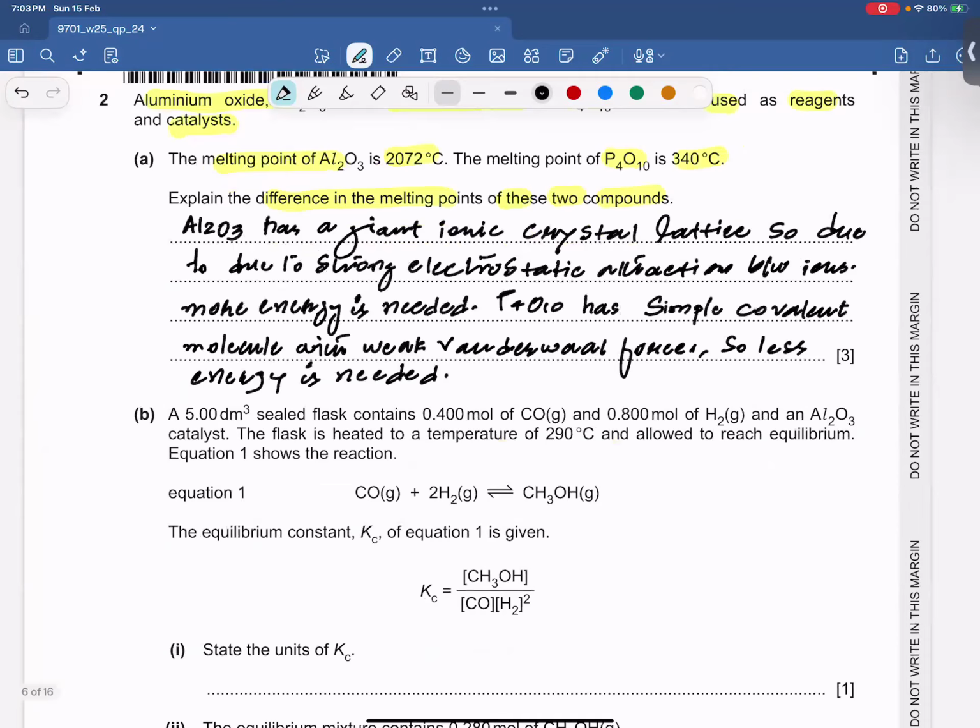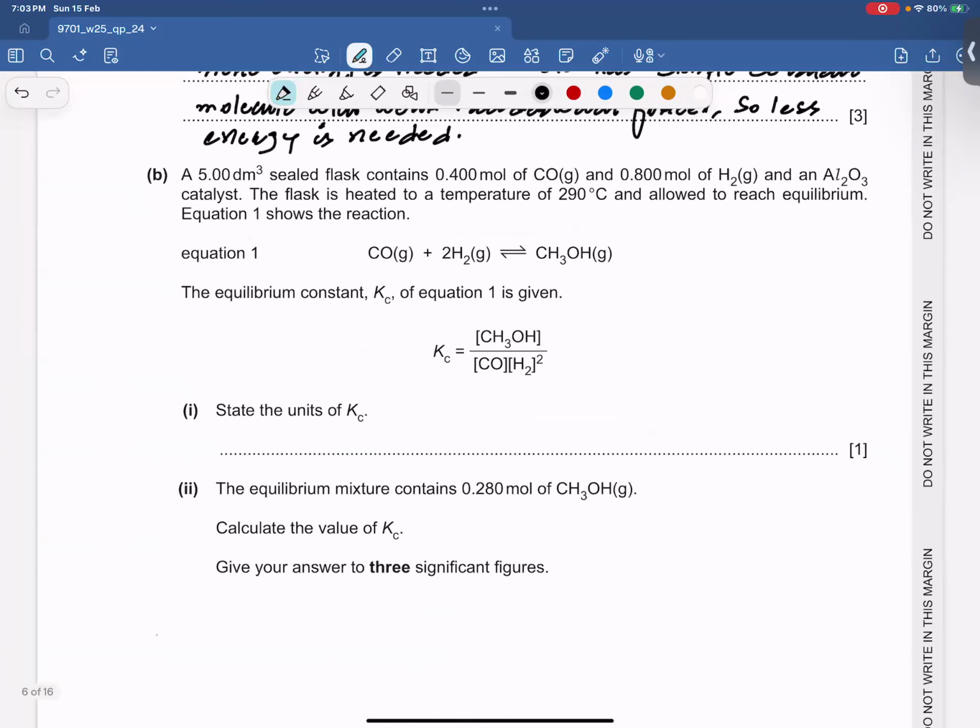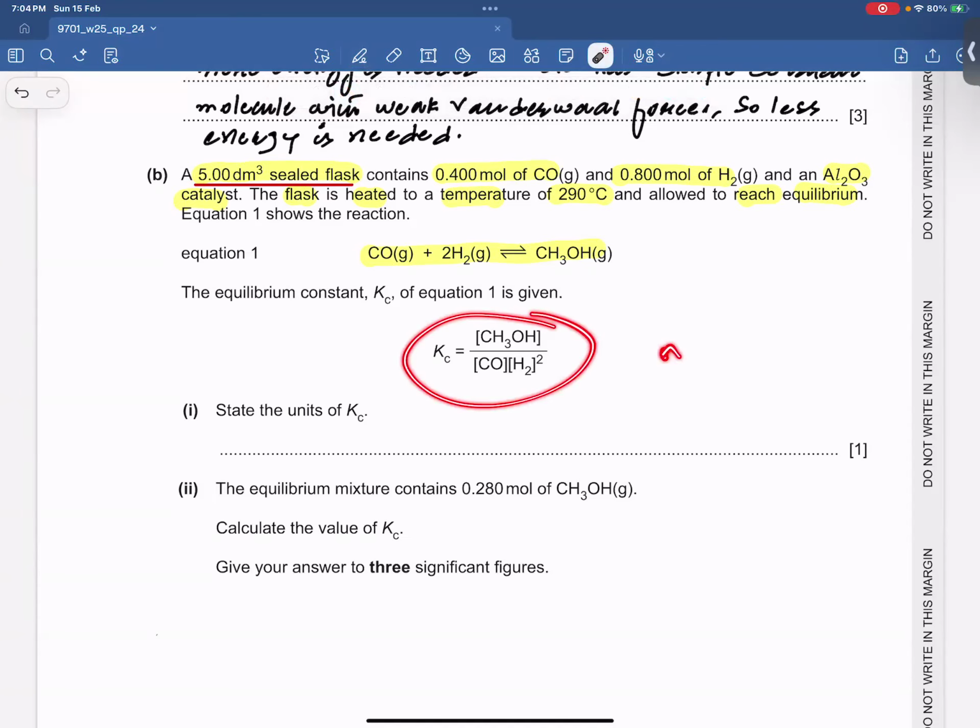Oh my goodness, that's a numerical. A 5 dm cube sealed flask, if it is sealed, which means dynamic equilibrium needs to be established, contains 0.4 moles of carbon monoxide and 0.8 moles of hydrogen and an aluminum oxide as a catalyst. The flask is heated to a temperature of 290 degrees Celsius and allowed to reach equilibrium. That's the chemical equation. The equilibrium constant Kc value is given.